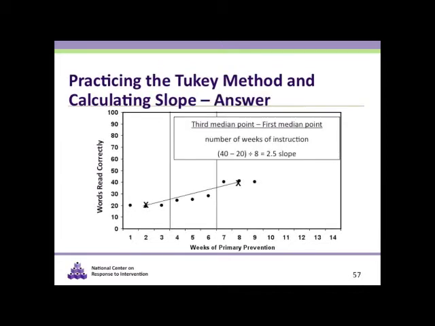Your graph should look like this. The slope of the line is calculated by first subtracting 40 minus 20, then dividing 20 by 8. The slope of this line equals 2.5. Note, 8 is used for the denominator for this calculation because there are 9 data points that were collected on a weekly basis. Therefore, the number of weeks of instruction was 9 minus 1, or 8.